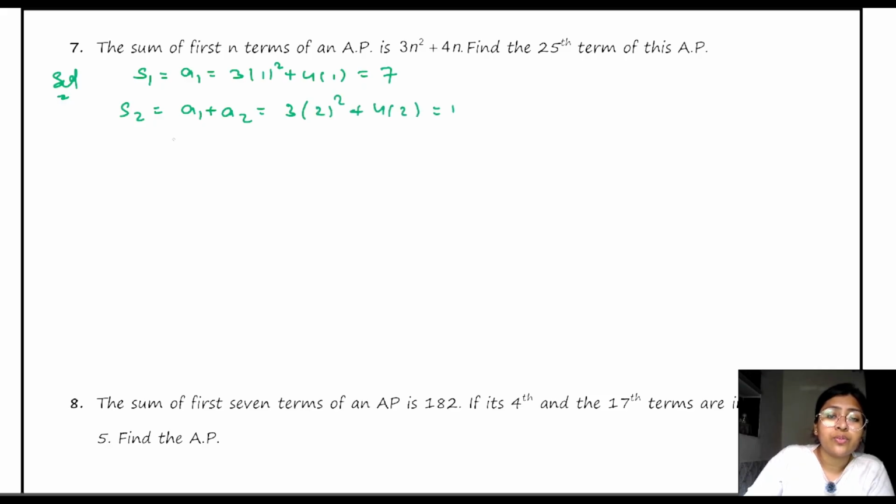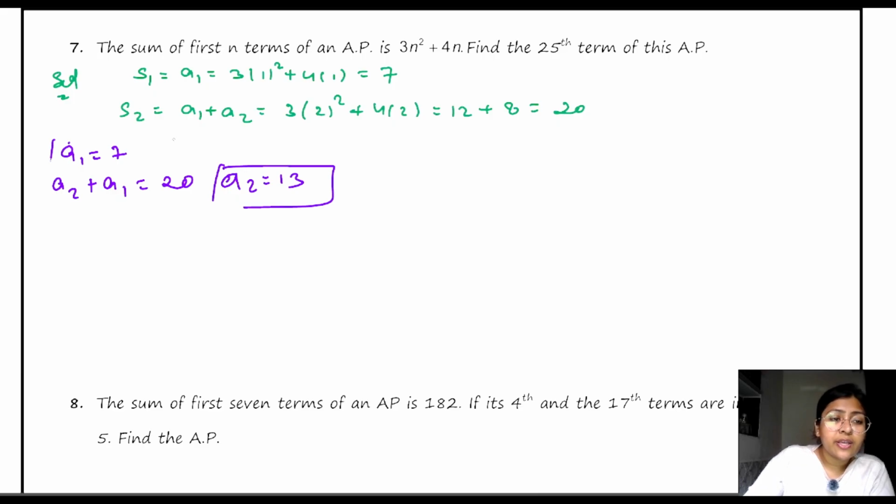That is going to be 3 4s are 12 plus 8, that is 20. Okay, you have the first term as 7 and the sum of two terms as 20. What will be the second term? Yes, 20 minus 7 will be 13. The first term is 7, the second term is 13. What will be the common difference? The succeeding minus preceding, so 13 minus 7 will be 6. We got the common difference.